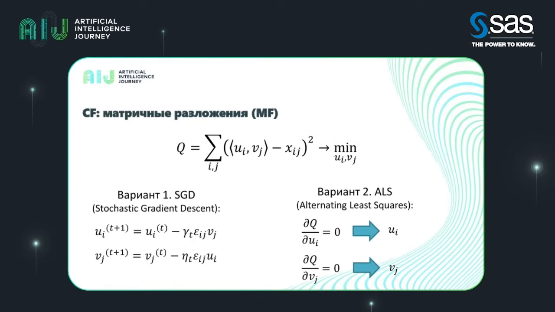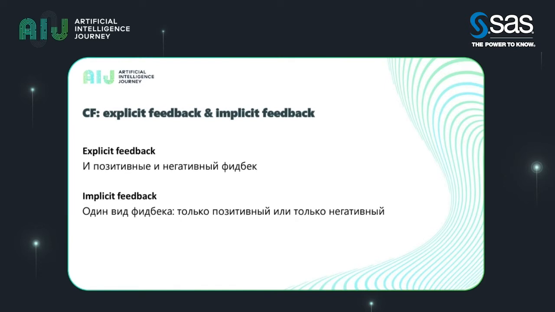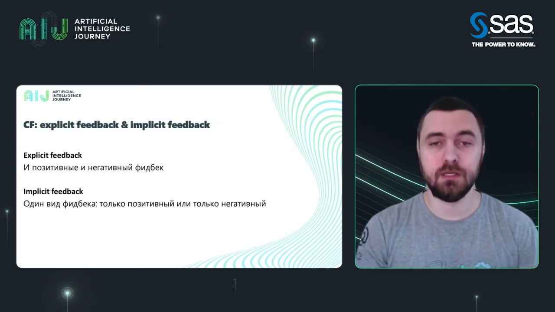The vectors themselves are built in such a way that the error in prognosis is as small as possible using these two methods. There's another special feature. Feedback can be both explicit and implicit. Explicit feedback is when you have both positive and negative feedback, score, rating. Implicit feedback only shows one kind, positive or negative.